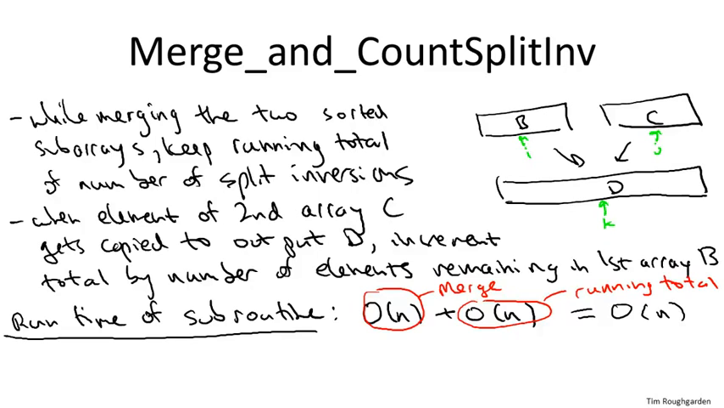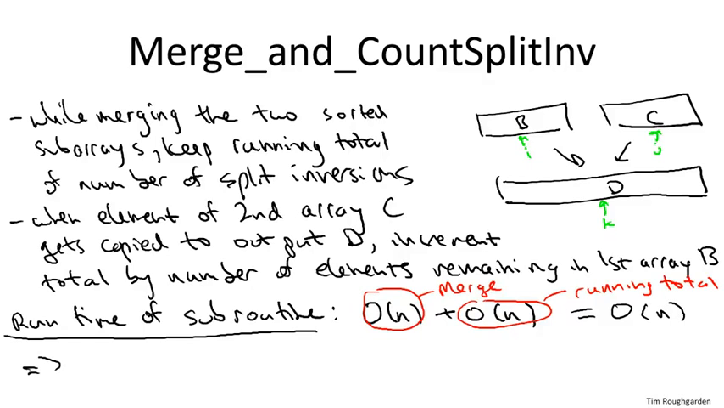Basically, there's some constant C1 so that the merge step takes at most C1 times n steps. There's a constant C2 so that the rest of the work is at most C2 times n steps. So when we add them, we get at most (C1 plus C2) times n steps, which is still big O of n because C1 plus C2 is a constant. Okay, so linear work for merge, linear work for the running count, so that's linear work in the subroutine overall.